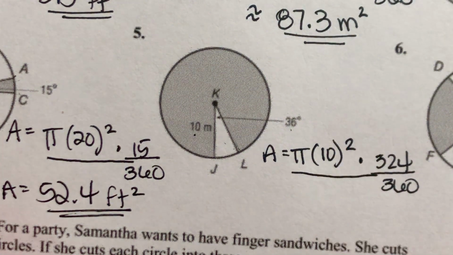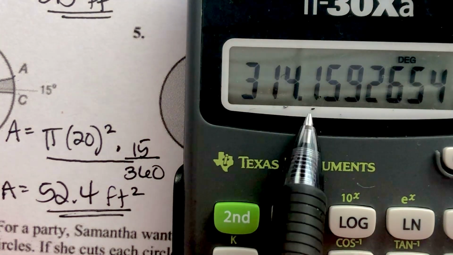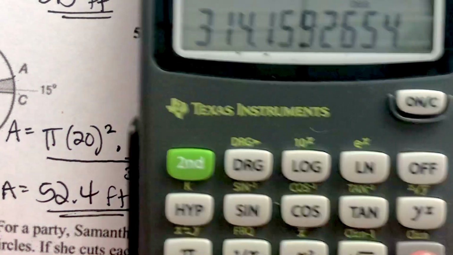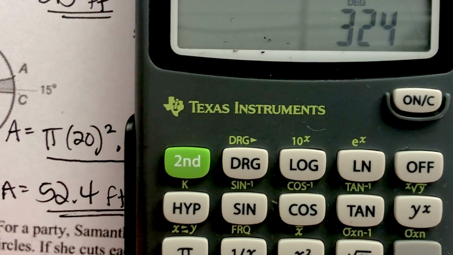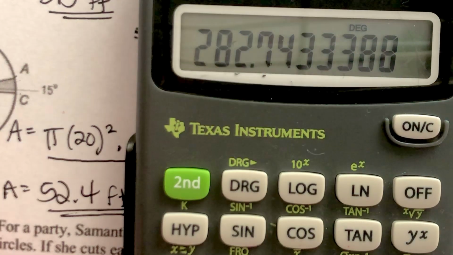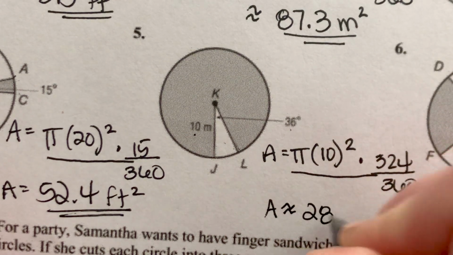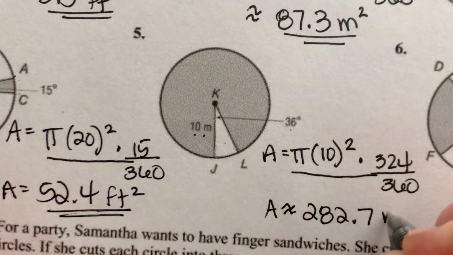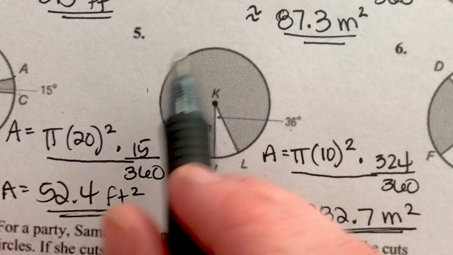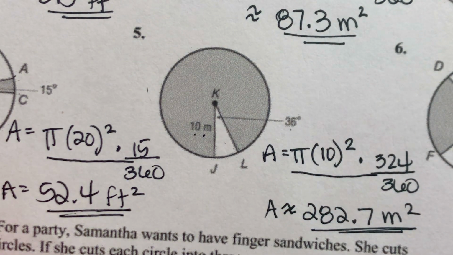Okay, so 10 squared is 100. 100 times pi equals 314.2. That's the entire area of the circle. Times 324 divided by 360. 282.7. So area is about 282.7. That's in meters squared. If the entire area of the whole circle is 314, it makes sense that most of it would be 282. That's almost up to 314.